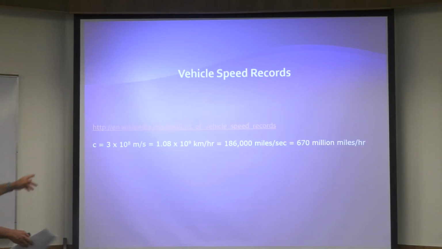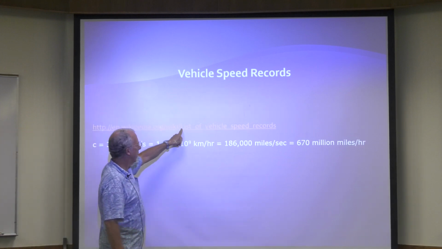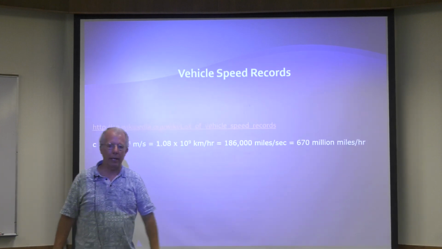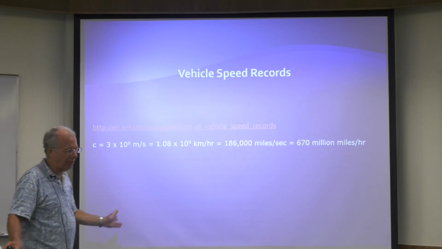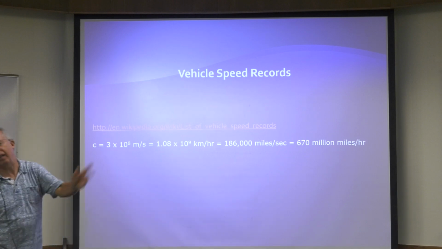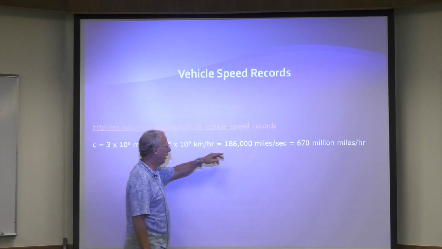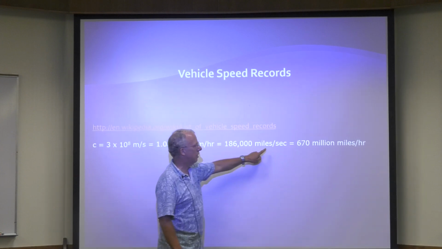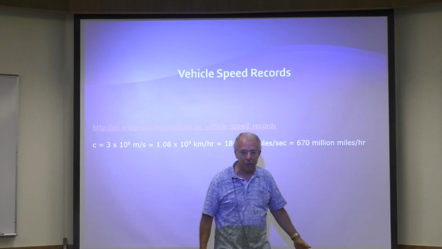You can click on this if you wish. I'm not going to right now. This is on Wikipedia, the list of vehicle speed records. It's worthwhile clicking on just to see that our fastest missiles, planes, rockets, whatever, their speeds are nothing compared to the speed of light. For the Americans, speed of light is 186,000 miles a second, 670 million miles an hour. I mean, think about it. It's incredible.